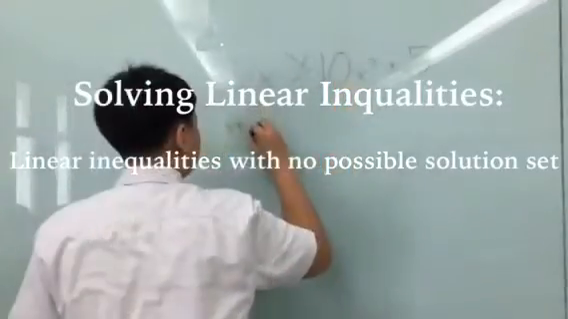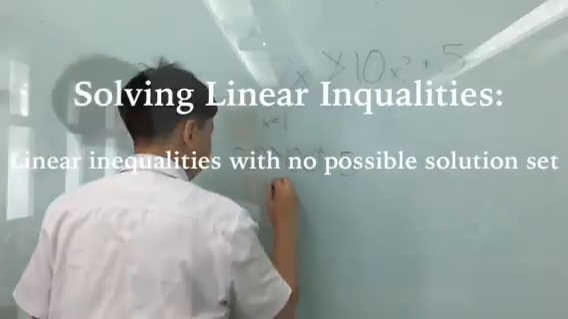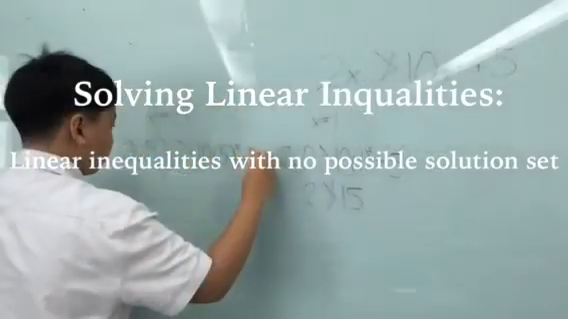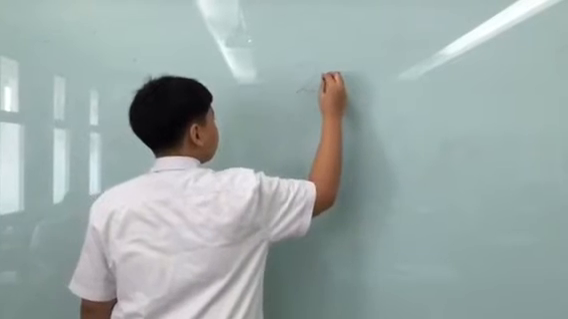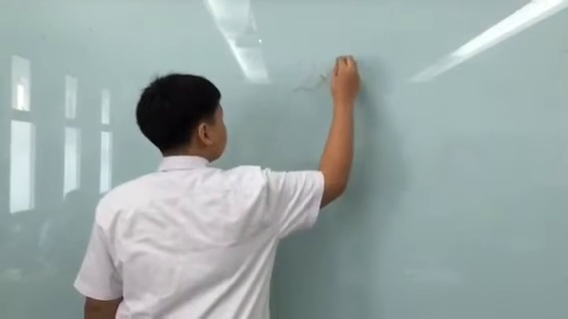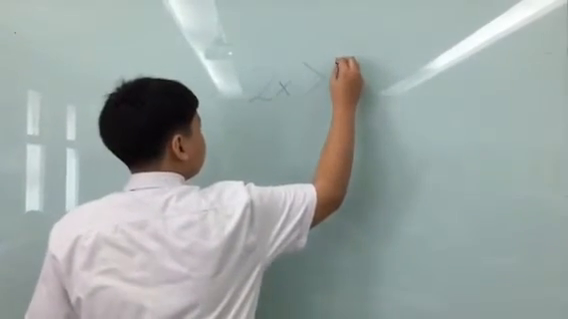Hi guys, this is 3.14 maker, and today I shall teach you guys about solving linear inequalities with no possible solution. Our equation for today is 2x greater than 10x squared plus 5.